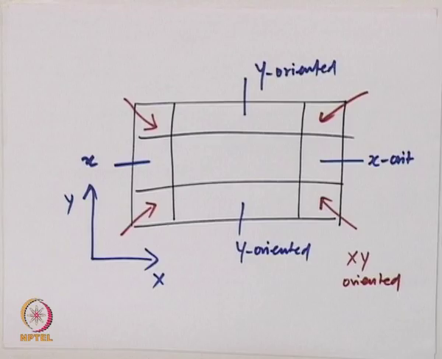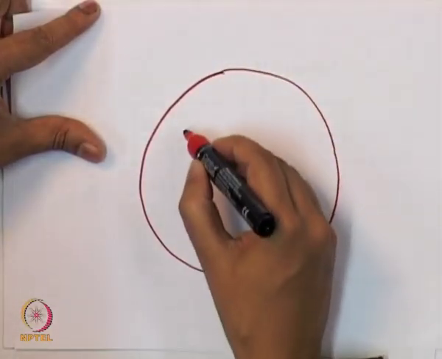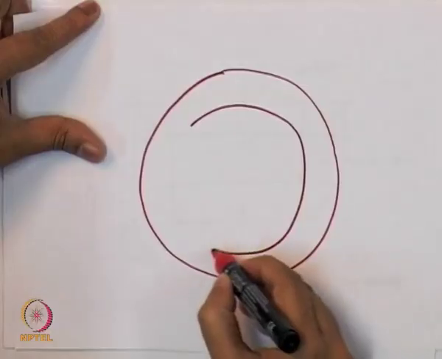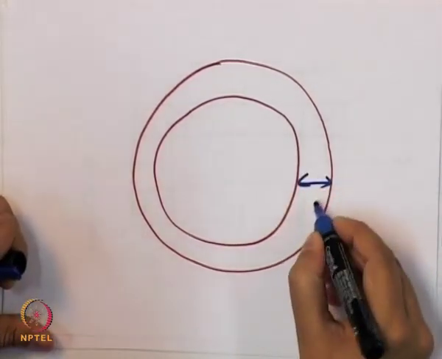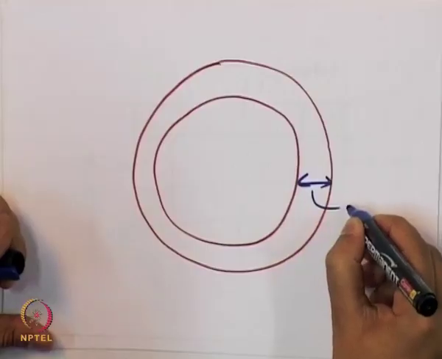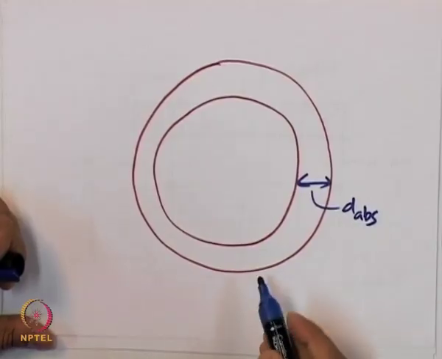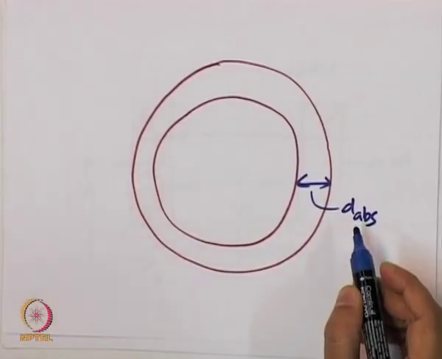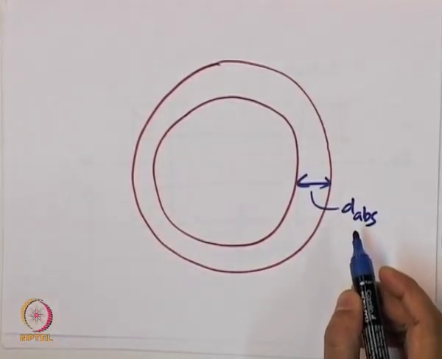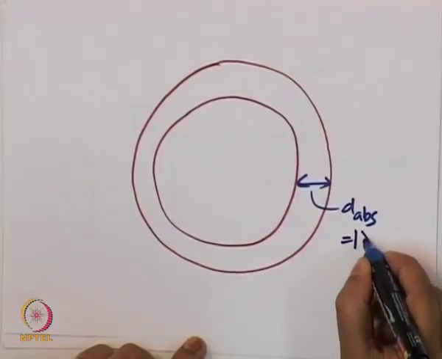So regardless of what my direction is, if I have to truncate it, I will call this my thickness, the thickness of my absorber. I will use the word D absorber. Normally I will go for a thickness that is good enough for most practical applications. So I will go for 1 lambda minimum.